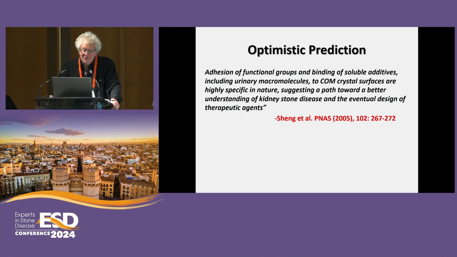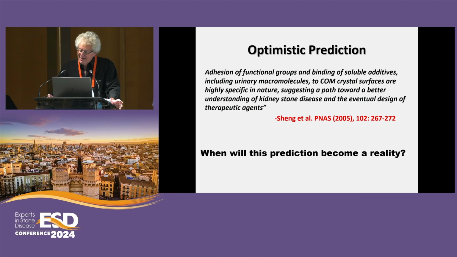And so I end off with this quotation that was made now 19, nearly 20 years ago. Adhesion of functional groups and binding of soluble additives, including urinary macromolecules, to calcium oxalate monohydrate crystal surfaces are highly specific in nature, suggesting a path towards a better understanding of kidney stone disease. Here's the prediction, and the eventual design of therapeutic agents. 19 years ago, and I'm afraid, when will this prediction become a reality? I leave it to you to decide.